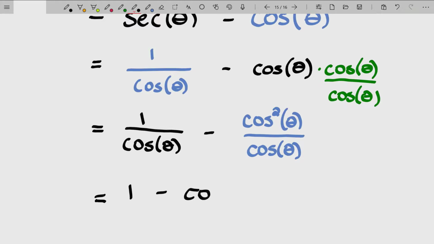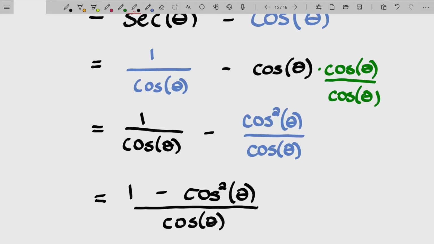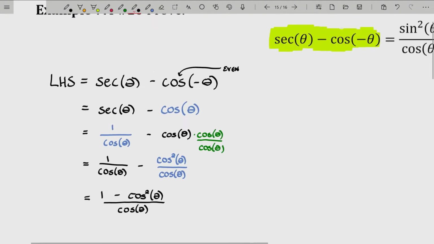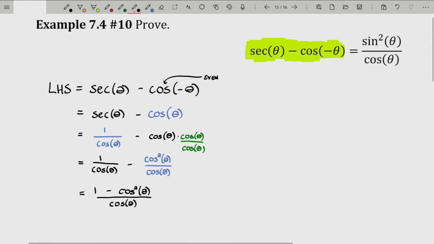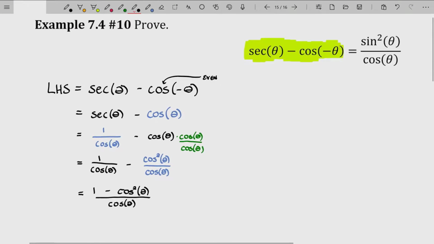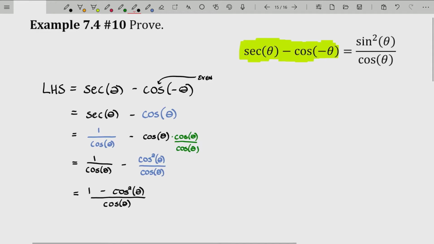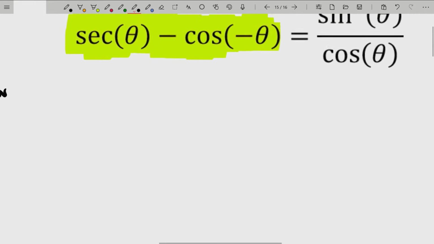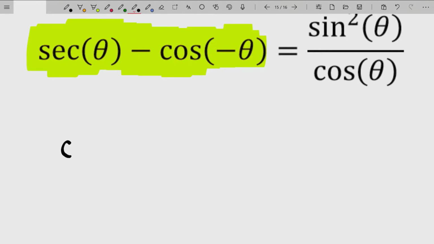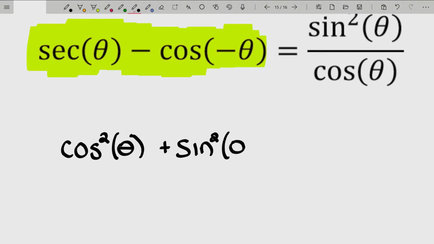That'll be 1 minus cosine squared of theta all over cosine of theta. And again, always look at the prize, where you want to end up. You want to get sine squared of theta over cosine of theta. Well, we have something over cosine of theta, and that something actually is a sine squared. You just have to remember the Pythagorean identity, which is that cosine squared of an angle plus sine squared of the same angle is equal to 1.